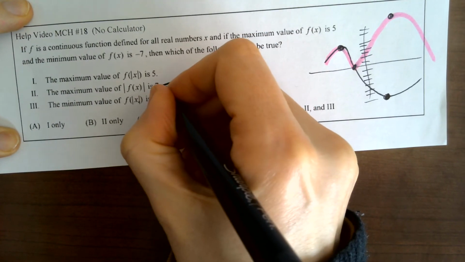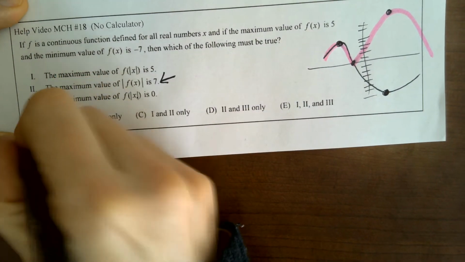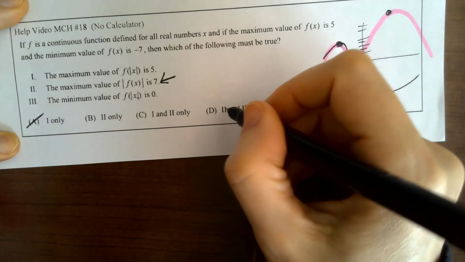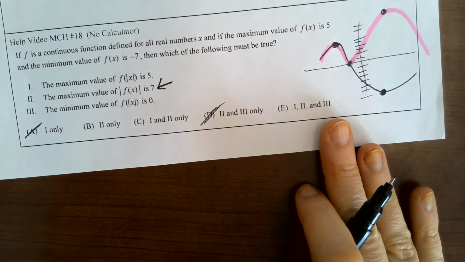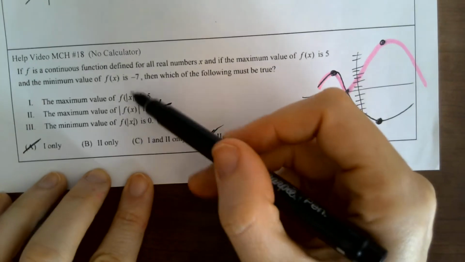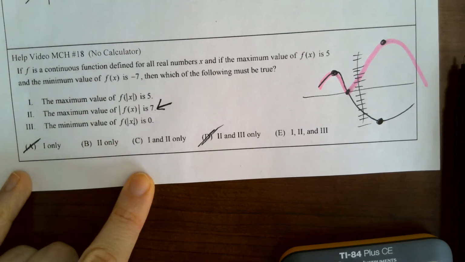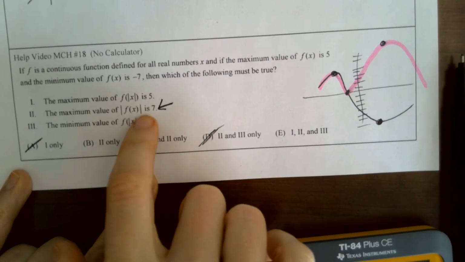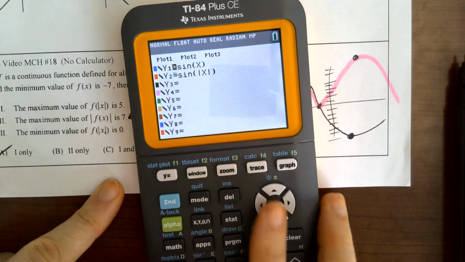So we know that this one must be true. All right, so I can cross out 1 only. I can cross out 1 and 3 only. Now, the thing of it is, guys, when you do the absolute value of the input, that actually does not tell us necessarily anything about the new maxes or mins. It's only when you take the absolute value of the whole function that the negative parts get flipped over. So I'll just show you a little example.